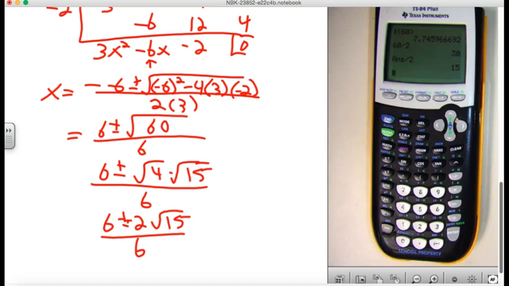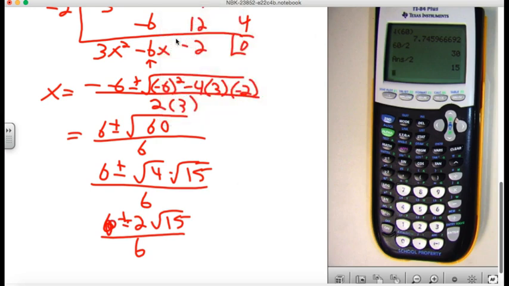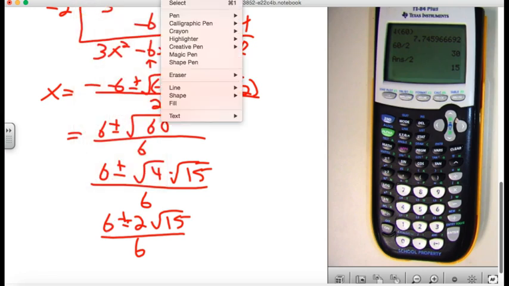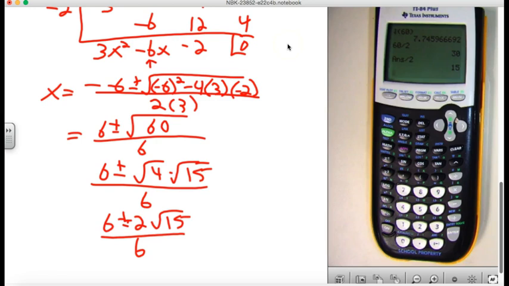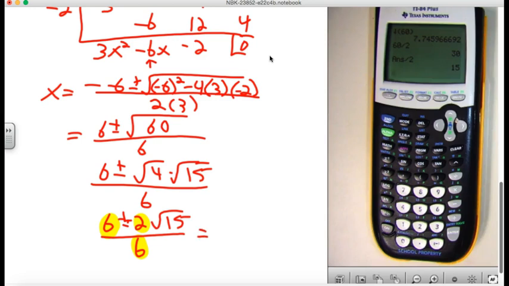Now, here's the cool thing that you've got to be able to do. These 3 numbers right here, the ones outside of the square root, and this one right here. Anytime you have all 3 of those that will divide by the same amount, you want to go ahead and reduce that down. So those will all divide by 2. So that makes it 3 plus or minus 1 square root of 15, all over, and the 6 divided by 2 gives us 3.